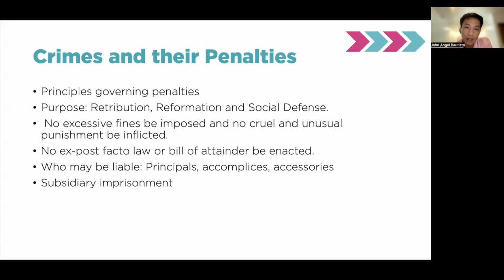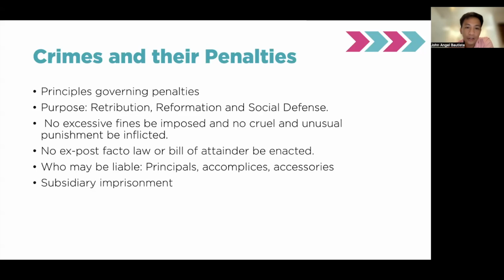Reformation. Okay. Yung kinukulong yung isang tao or pinapatawan ng penalty yung isang tao para magbago siya. That is one of the purposes of penalties. And social defense. What do we mean by social defense? Pinaparusahan ang tao, kinukulong yung tao para maprotektahan ang iba pang mga tao from the evils that may be caused by the person who is a criminal, no?